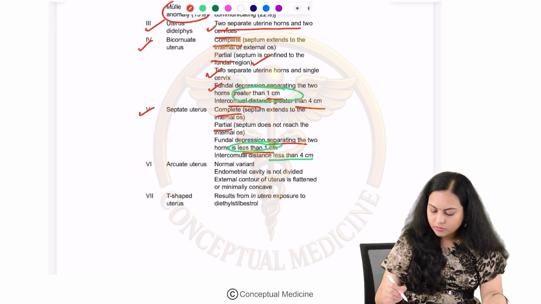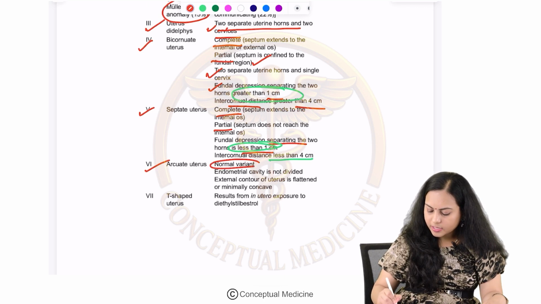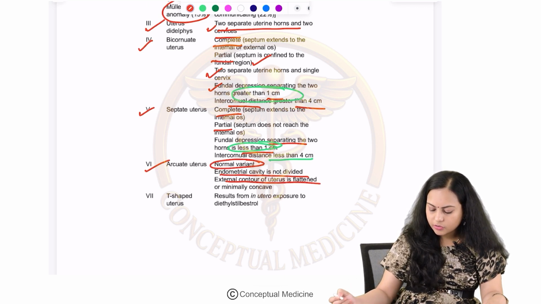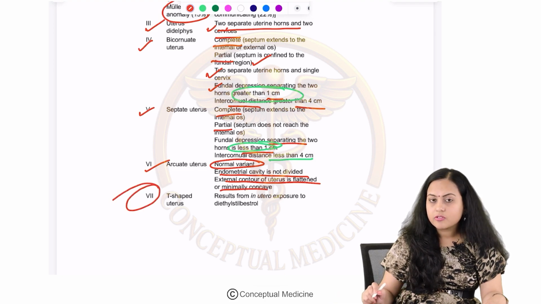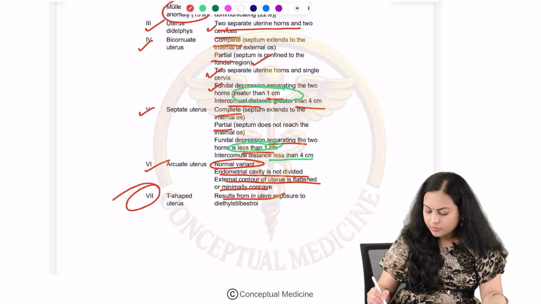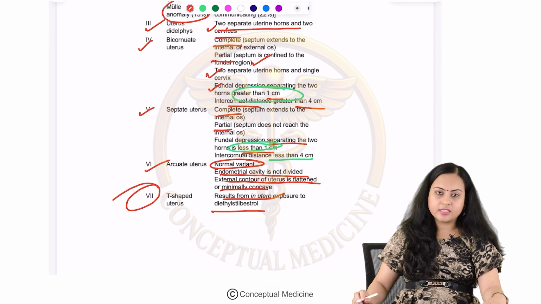You have the arcuate uterus as well. That is a normal variant. The endometrial cavity is not divided. The external contour of the uterus is flattened or minimally concave as well. Then you have the T-shaped uterus, which is nothing but the diethylstilbestrol related uterus in the AFS classification. It results from in utero exposure to diethylstilbestrol.